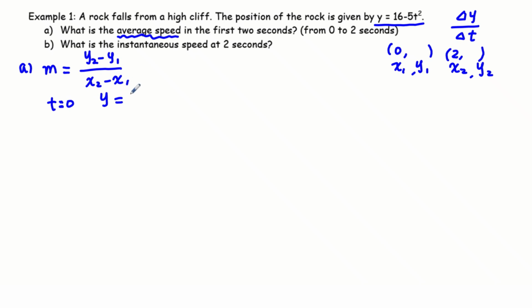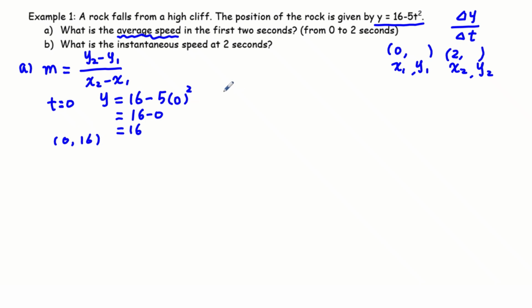Then y equals 16 minus 5. We plug t equals 0 into the original equation, then we have 0 squared. Do the exponent first, only the base is squared. The base is 0, 0 squared is 0, then 5 times 0 gives you 0. We have 16 minus 0 is 16. So this is our first point, 0, comma 16.